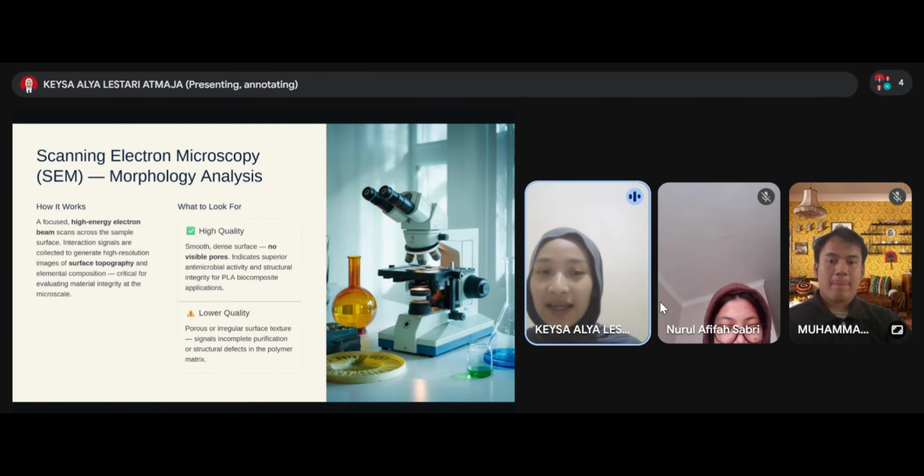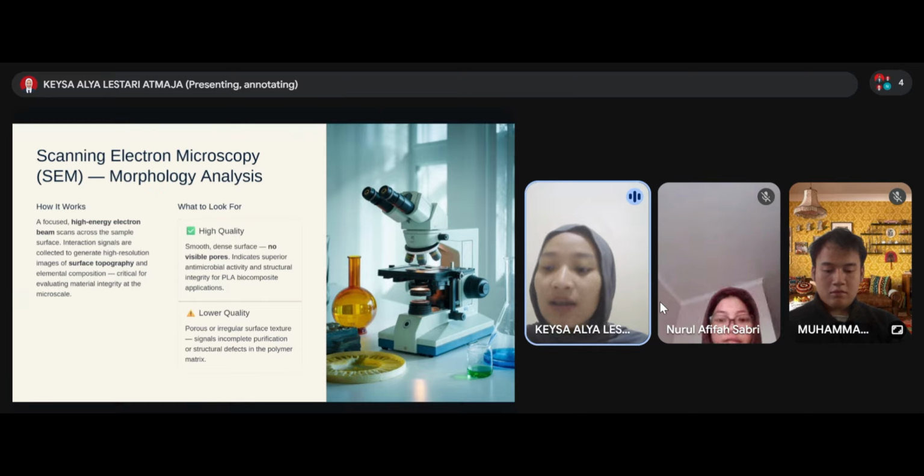And then, morphology analysis is carried out using scanning electron microscopy, or SEM. SEM works by scanning the sample surface with a high-energy electron beam. The interaction produces a high-resolution image, allowing us to observe the surface structure and material composition in detail. For a high-quality sample, the surface appears smooth, dense, and without visible pores. This indicates successful purification and good structural integrity. In contrast, lower quality samples show a porous or irregular surface, which may indicate incomplete purification or structural defects.